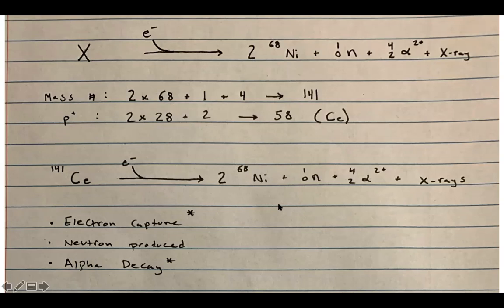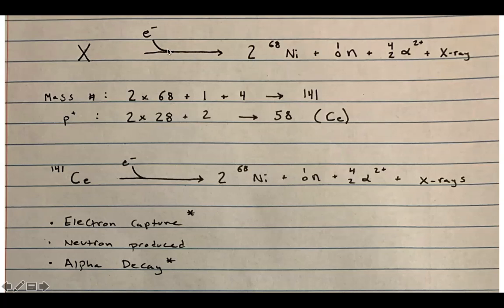Now the second part of this question asked, what are the different types of decay that we're seeing here? The big two that I really want you guys to catch are alpha decay and electron capture, right? We know alpha decay occurred because we produced on the product side an alpha particle, which only occurs when alpha decay occurs. So alpha decay had to occur if we're producing an alpha particle.